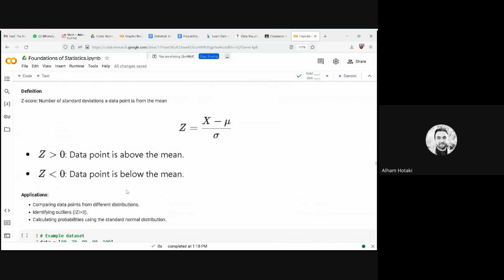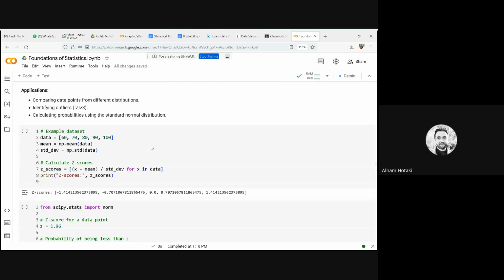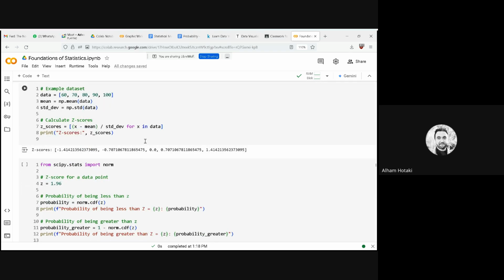So if you are calculating a z-score for a specific data point, and z is larger than 0, it means the data point is above the mean. If z is less than 0, then the data point is below the mean. And what does it mean? It's the number of standard deviations a data point is from the mean, so it tells you how far it is from the mean.